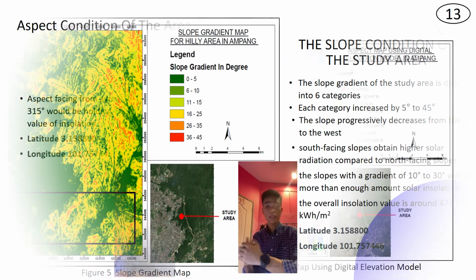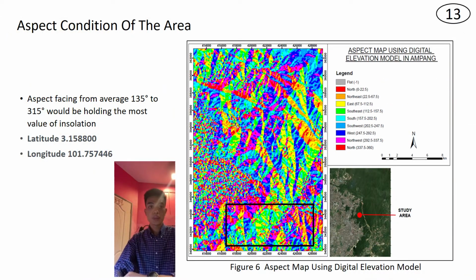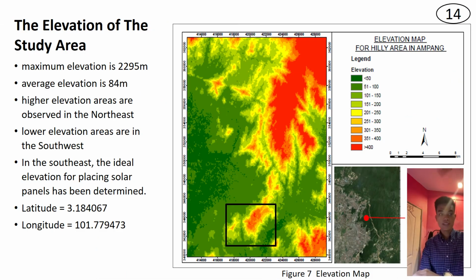This map shows the aspect condition of the hilly area in Ampang, Selangor. The aspect facing from average 135 degrees to 315 degrees would hold the most insolation value. This is the elevation of the study area shown on this map. The maximum elevation is 2295 meters, the average elevation is 84 meters. The higher elevation area is observed in the northeast, but the lower elevation areas are in the southwest. In the southeast, the ideal elevation for placing solar panels has been determined.